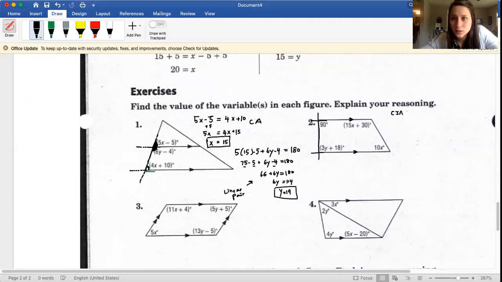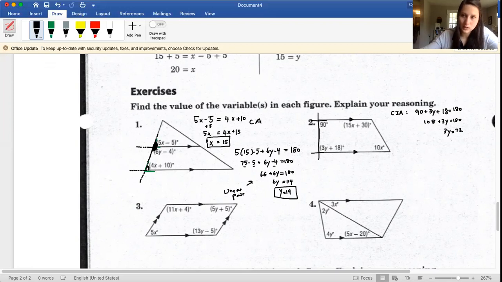consecutive interior angles. So we've got 90 plus 3y plus 18 equals 180. Okay, so now I work this out. 90 plus 18 is 108 plus 3y equals 180. Subtract 108 from both sides. And I've got 72, 3y equals 72. Divide by 3 on both sides, y equals 24. Okay, so I found y.